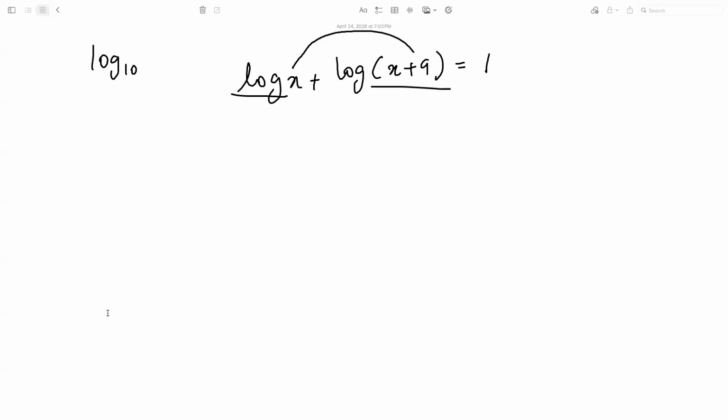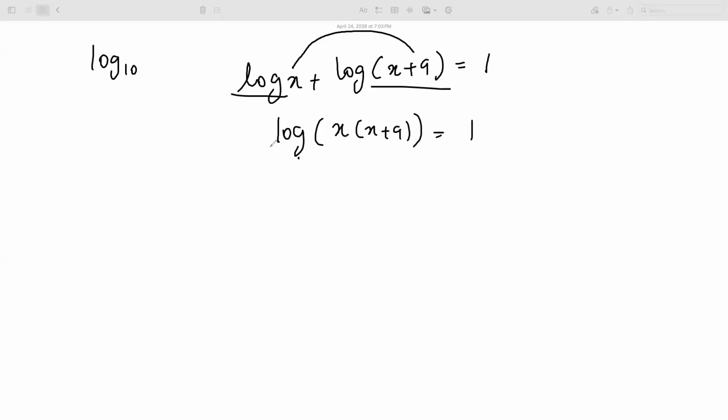Okay, nice, guys. Log of a negative number does not exist. That is a very common scenario for extraneous solutions. So what happens here? This becomes log of x times (x plus 9), correct? So it's multiplied, equal to 1. Now take 10 power on both sides. Log is base 10, so 10 and log cancel, and you end up with x squared plus 9x minus 10 equal to 0.